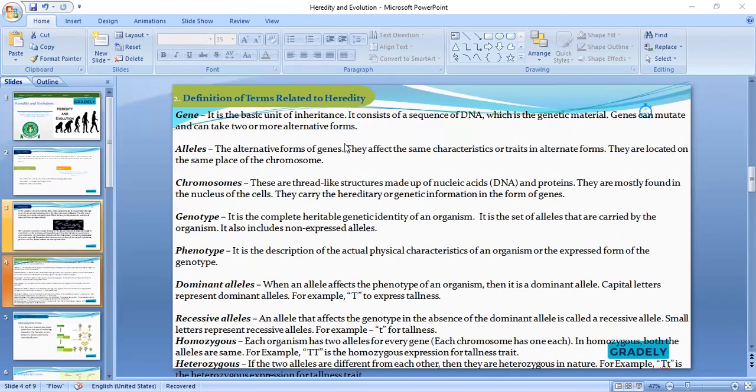I say that it's the description of the actual physical characteristics of an organism, or the expressed form of the what? Of the genotype. So genotype constitutes the internal. Phenotype is what? Showing what is in the internal. I don't know if you're following.